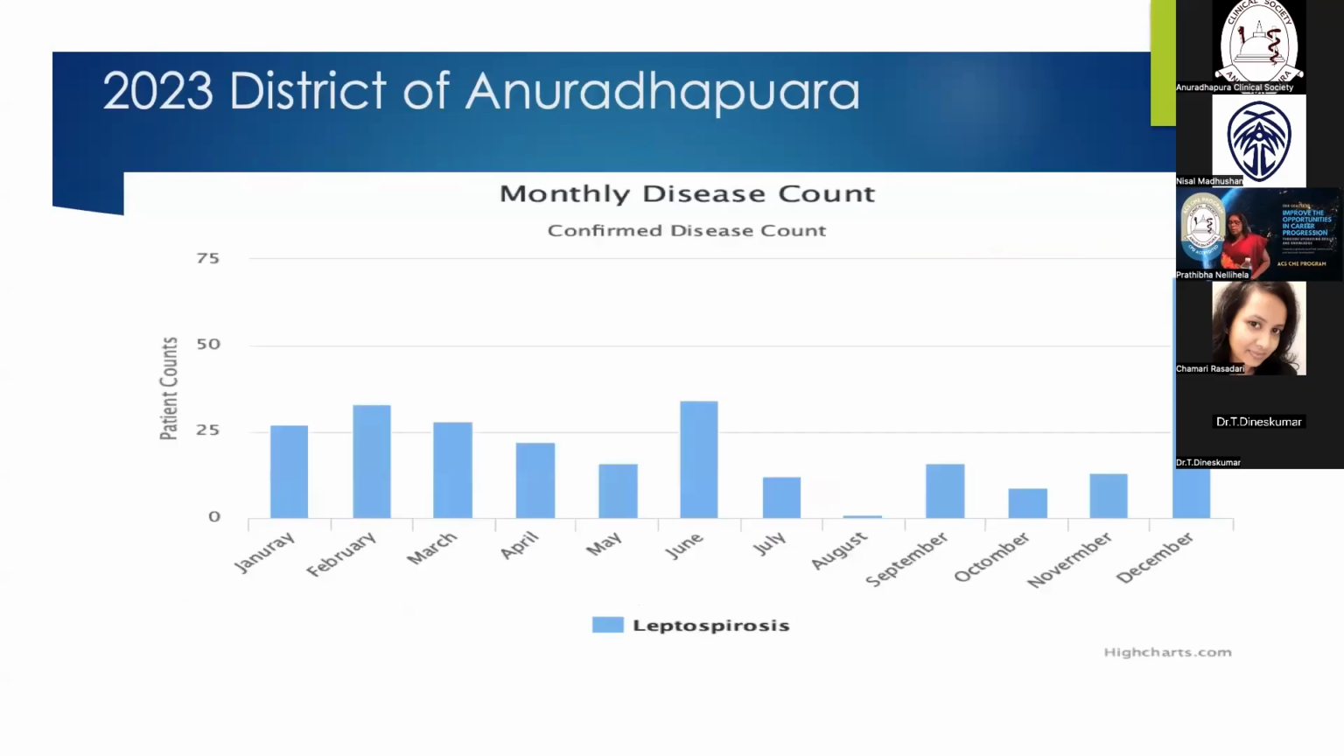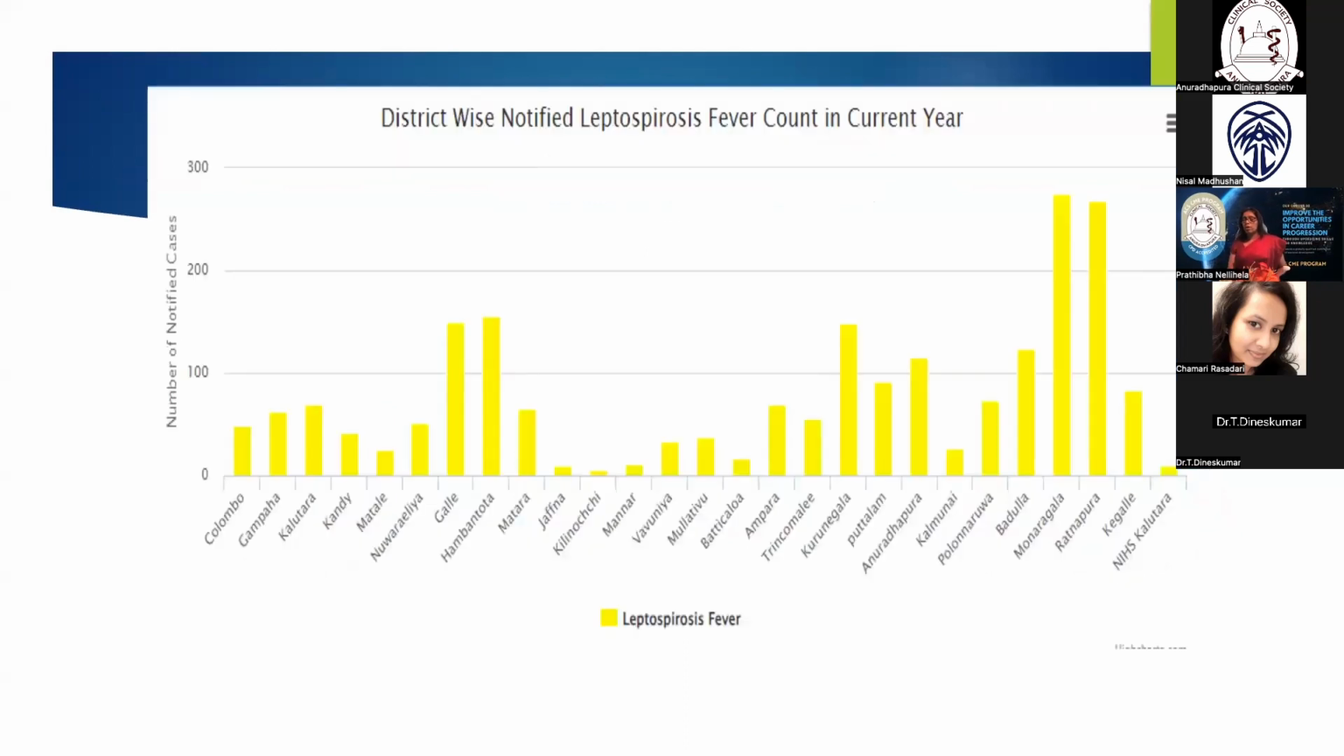This is the monthly distribution of 2023 cases in the Anuradhapura district. You can see a lot of cases were reported in December, and with the rainfall, the numbers increase most of the time. In December we had a peak, and a lot of cases were reported at the hospital. I will also show the 2024 case load until yesterday.